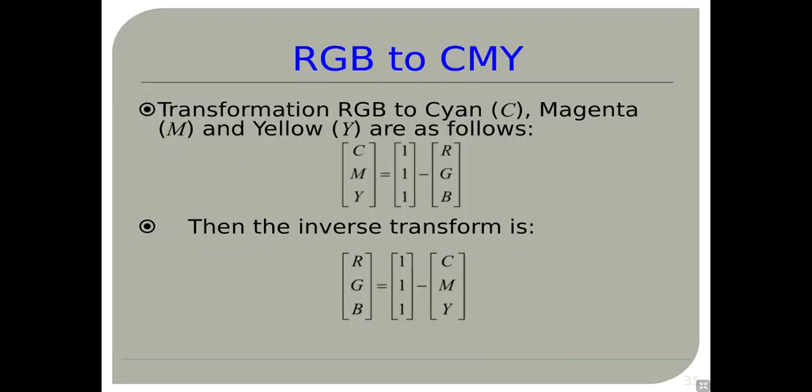Okay, RGB to CMY. That involves vectors. How to do it? Transformation from RGB to cyan and the inverse transform. We reverse it.